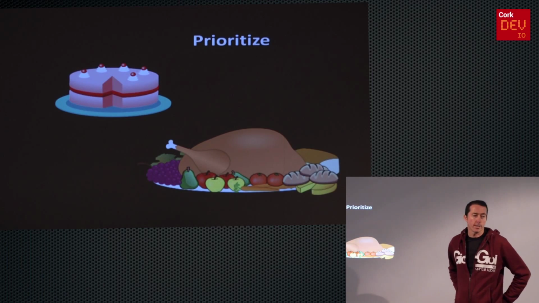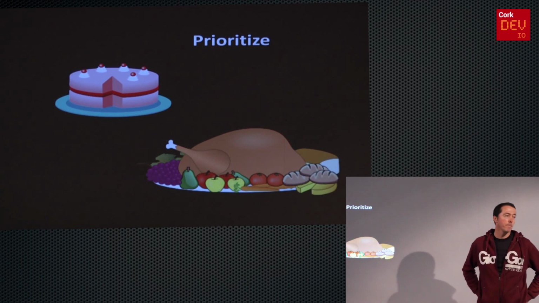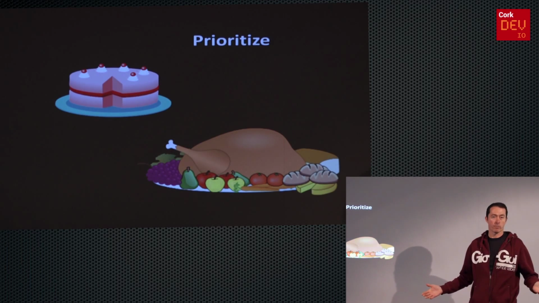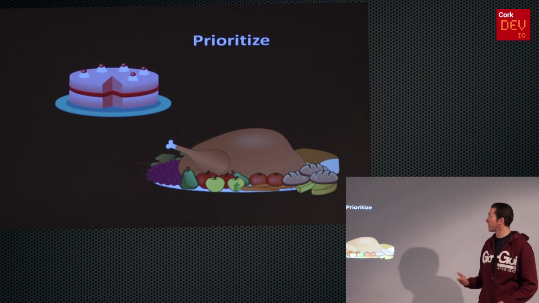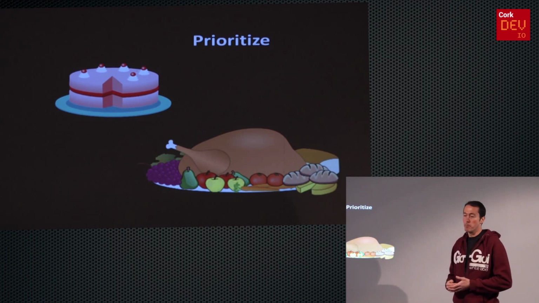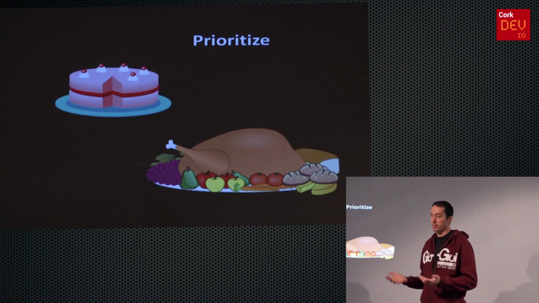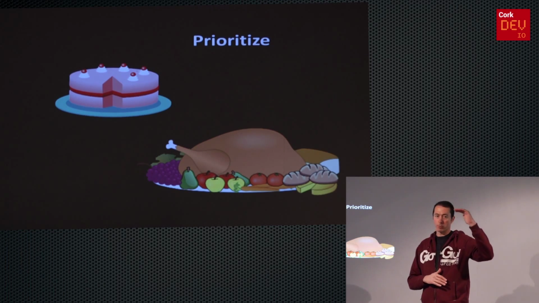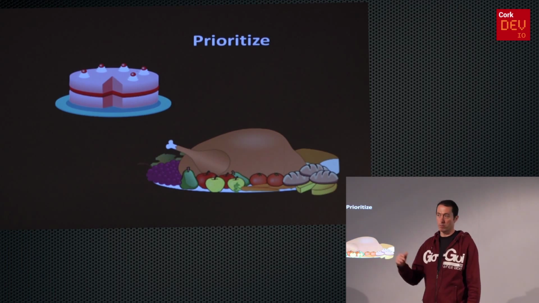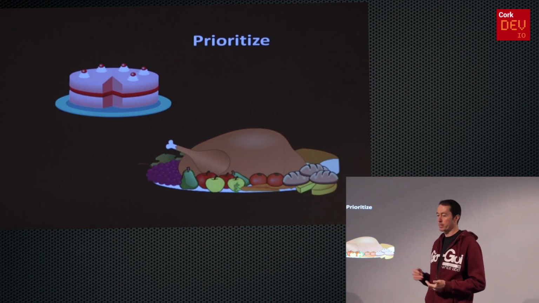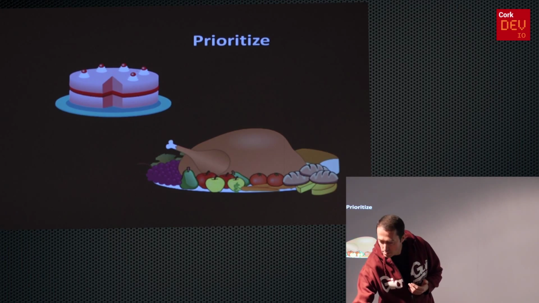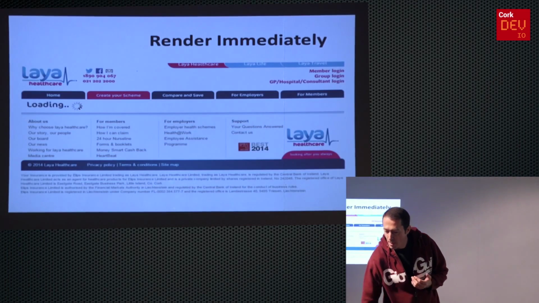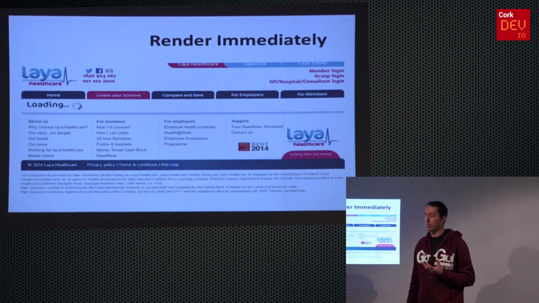The other thing is prioritize. So don't try to serve dessert before they have the dinner. Get the stuff that you need right away and get that down. Kick off the big downloads. The browser will follow the order you have on the page, and so will Require. So kick off the big downloads first and get them working, and try to render the page immediately.